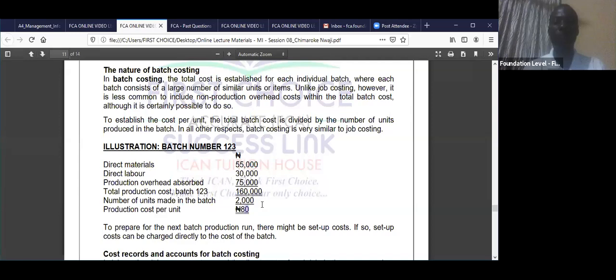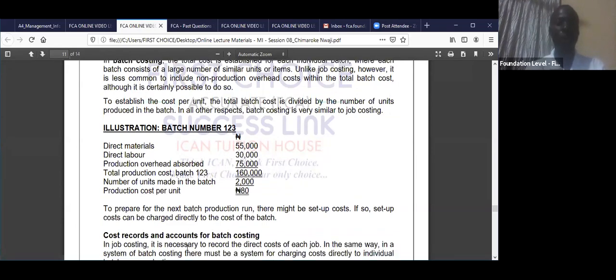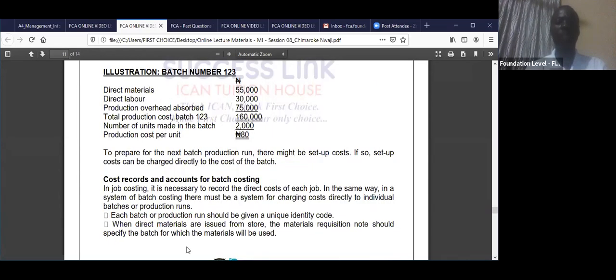So this 80 naira is important to get per unit. This 160,000 is important to get per batch. We use them to plan. So to prepare for the next production batch or production run, there might be setup costs. If there are setup costs, these can be charged to the batch that you want to do. So that's how we do our batch costing.